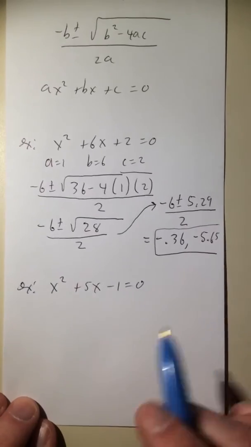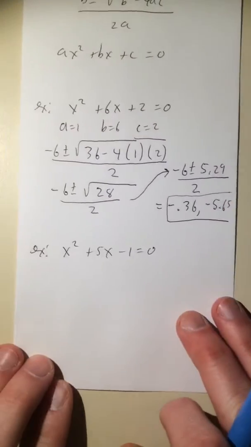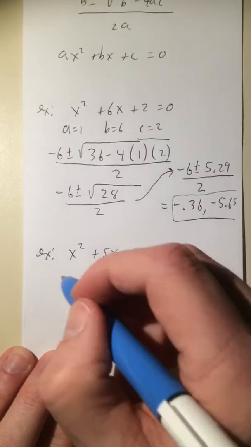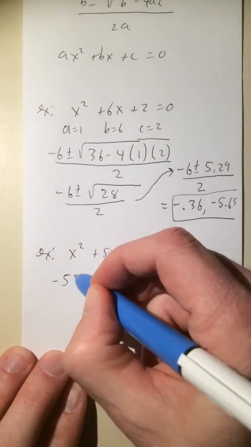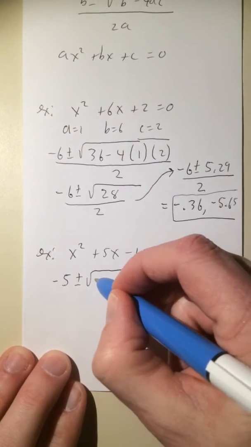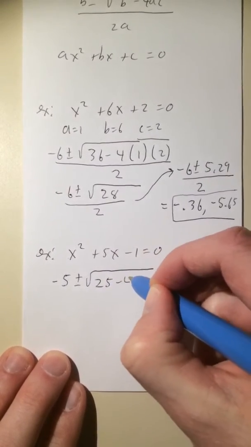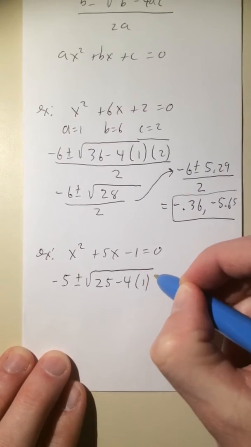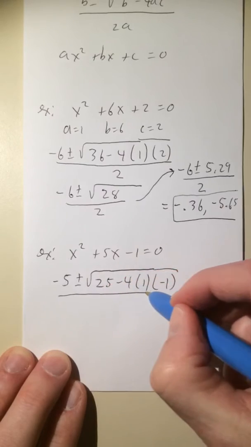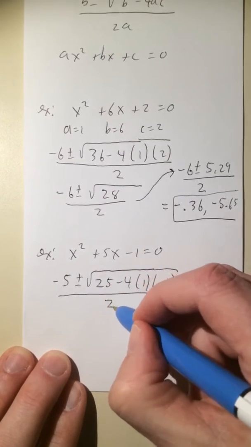So let's do one more, and then we'll have you try one on your own. Again, a is 1, b is 5, c is negative 1, so we'll just whip these right into the formula. Negative 5 plus or minus b squared, which is 25, minus 4. Bryn, are you catching all this? I hope so. I hope there are some others watching as well, but I'm pretty sure Bryn's watching.